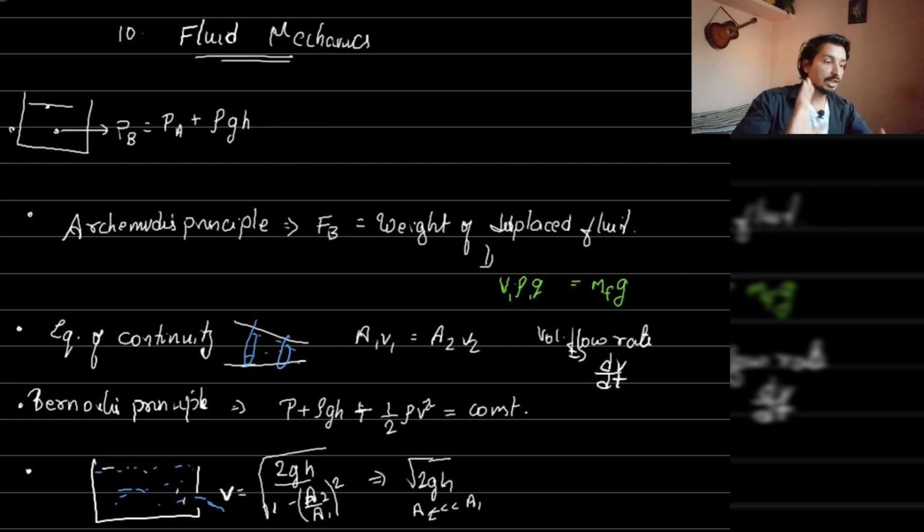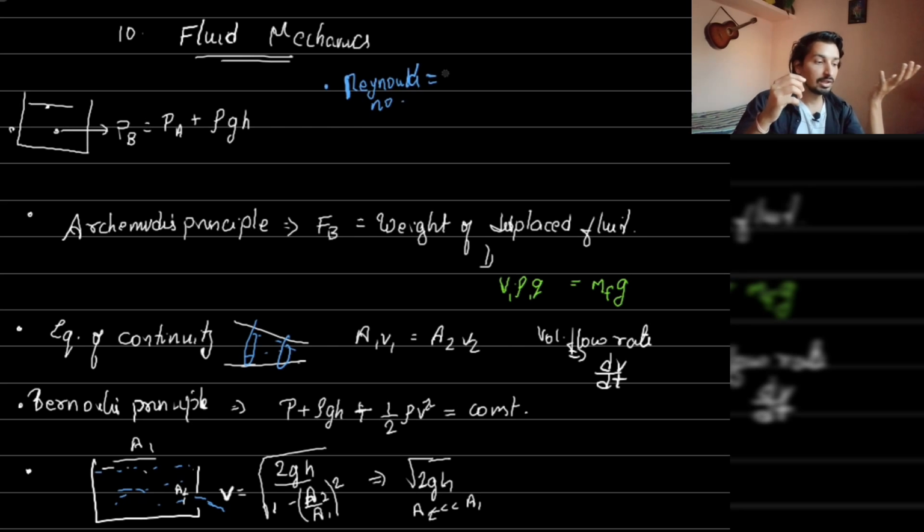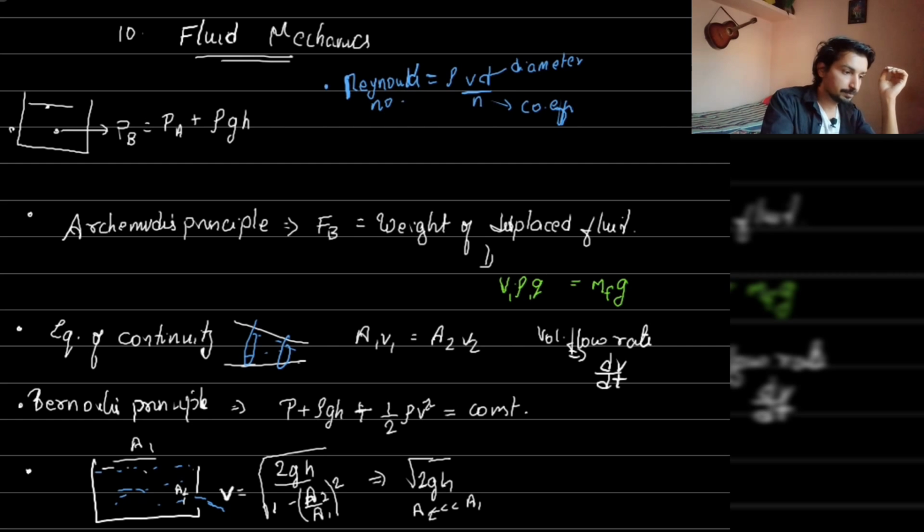If the area of the outside part is very big compared to the hole, generally it will be very big, right? Area 2 is very big compared to area 1. So in that situation you can neglect that term and you will get root 2gh.